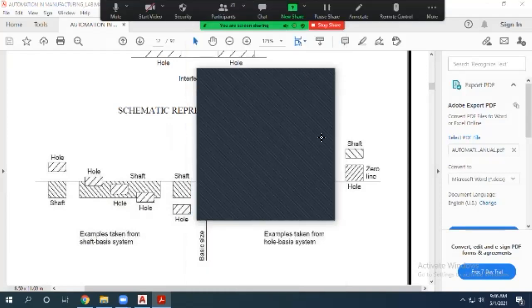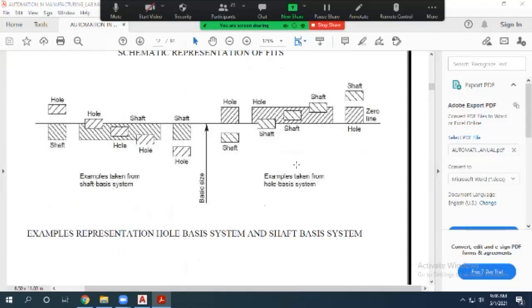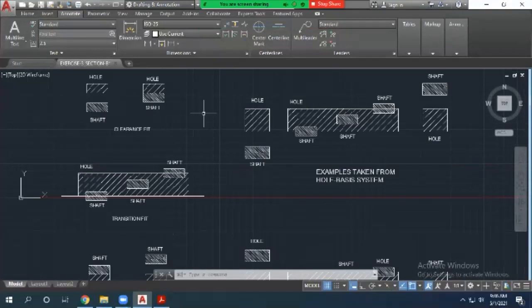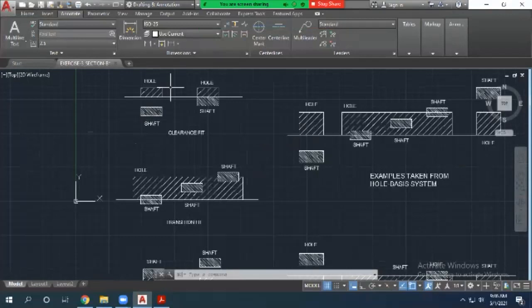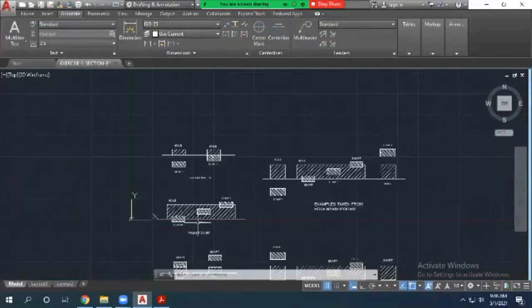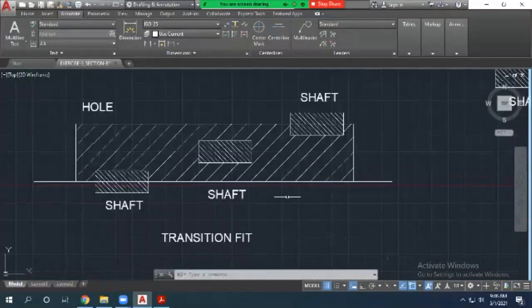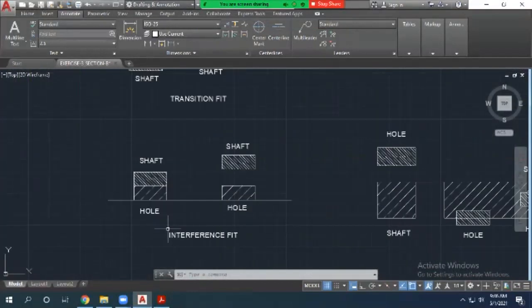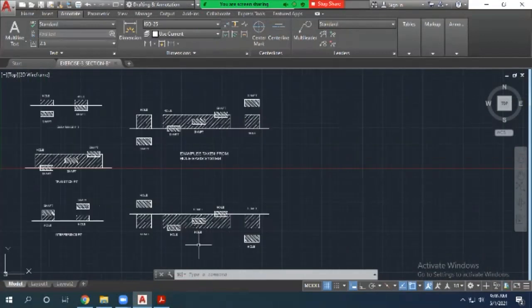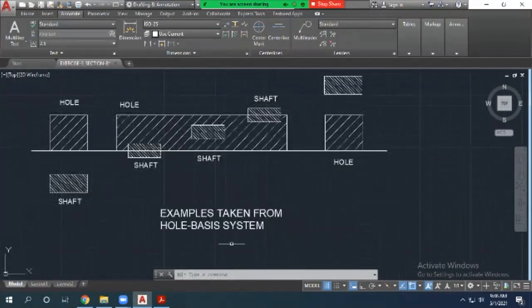Okay. We represented this here, right? We had represented clearance fit, and transition fit, and this interference fit. We almost ended with this, but did not give the names, etc. But we even went for hole basis system and shaft basis system, right?